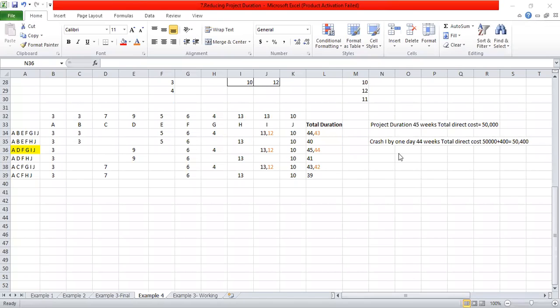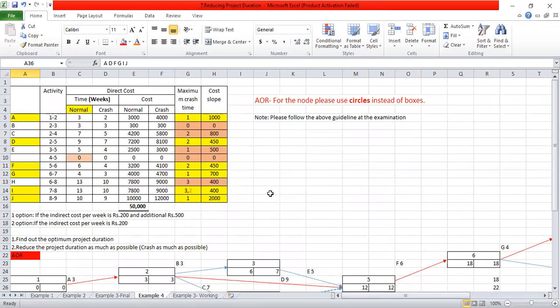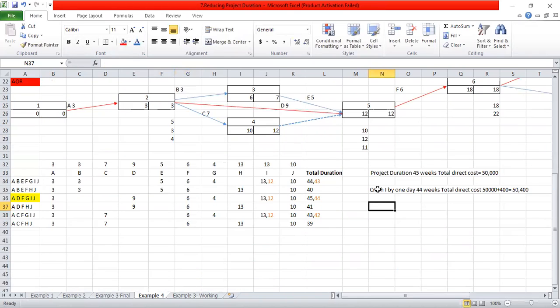Right. So we have now done the crash of I. Again, we are seeing that this path is the critical path, right? So again we are seeing which has the lowest cost slope. So again I has the lowest cost slope. That means we can crash it by another 1 day, right? So the 2 now becomes 1 here. So I will crash I by 1 day, right?